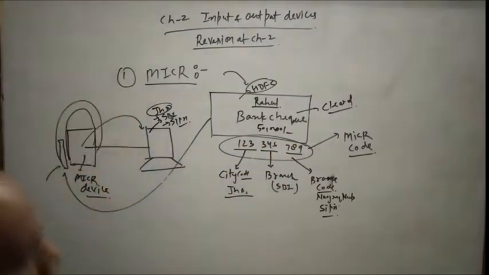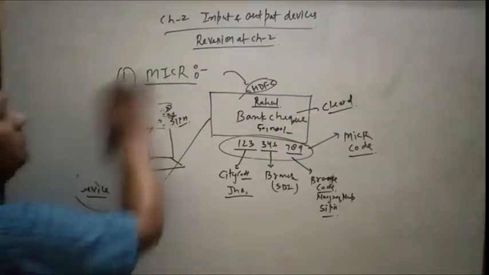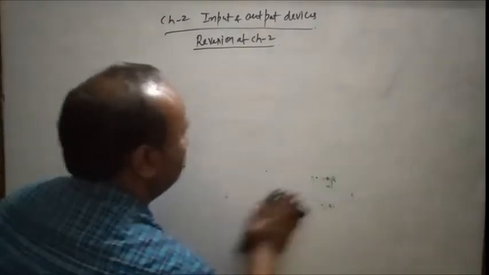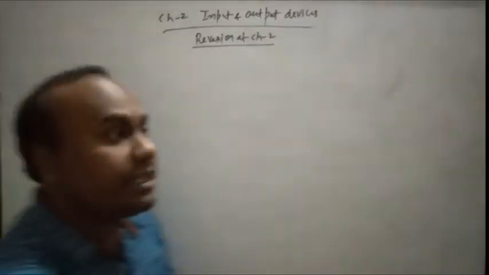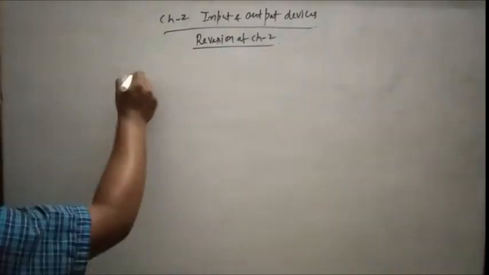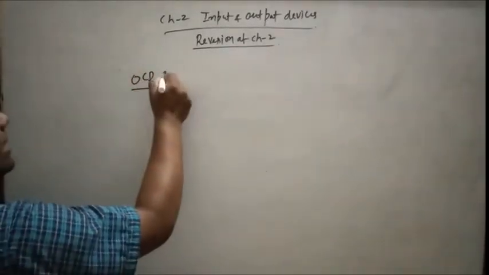Okay, so we move to the next topic where the students have some doubts. So we start the next topic, and the next topic is OCR, optical character reader.